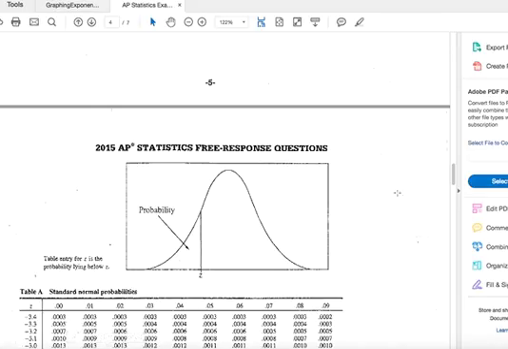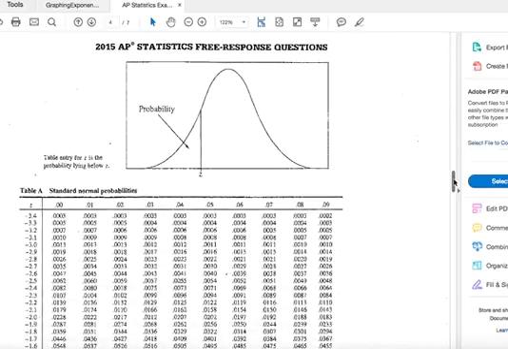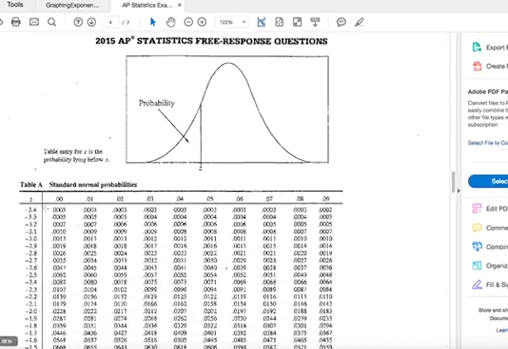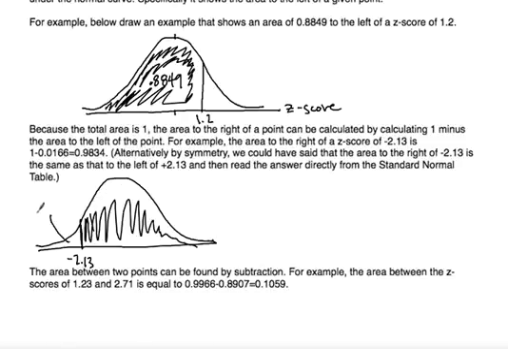To do that, we would go to the table. We would find a z of negative 2.1 and match it up with the 3 because we were doing negative 2.13. So that would be 0.0166. So here would be 0.0166, but we want this. To get this, we would do 1 minus the 0.0166, and we would get 0.9834.